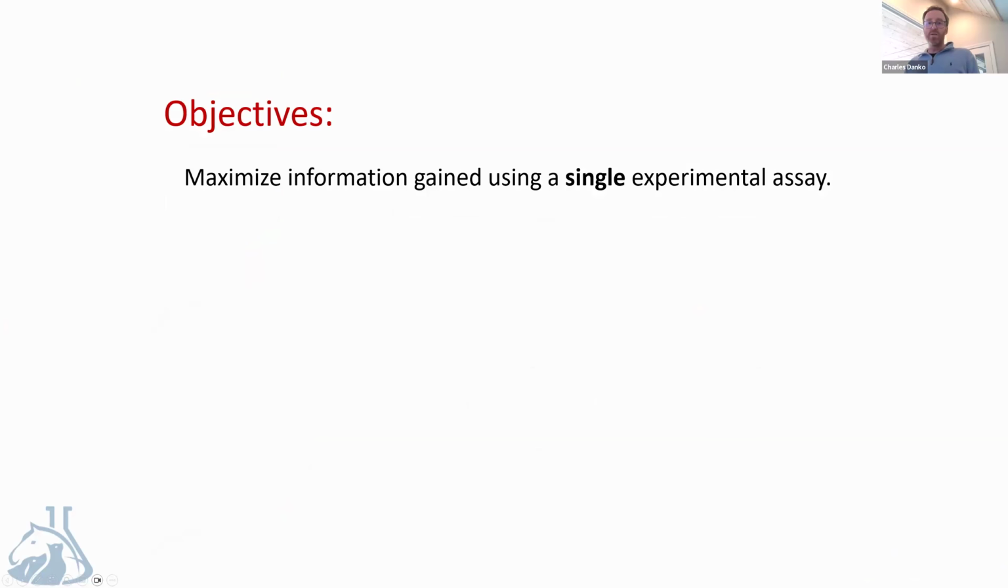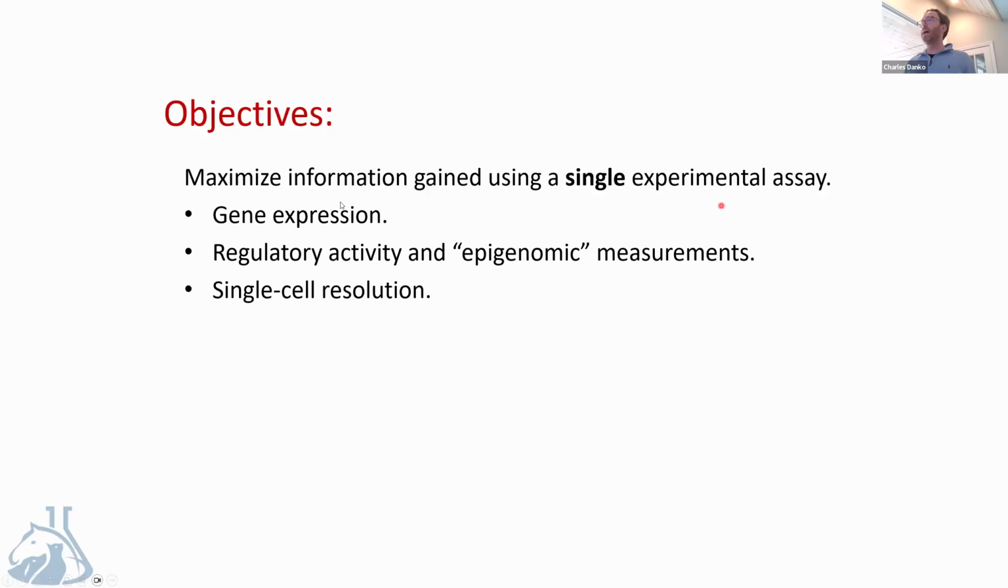So first of all, the ideal genomic approach is going to be one that maximizes the information gained using a single experimental assay. That's sort of the basis with which we're coming from a lot of this work. And so we'd like ideally something which measures gene expression, regulatory activity, or epigenomic measurements, so things like histone post-translational modifications or surrogates that represent a similar underlying biological process. And we'd like to be able to gain single cell resolution on all of these approaches.